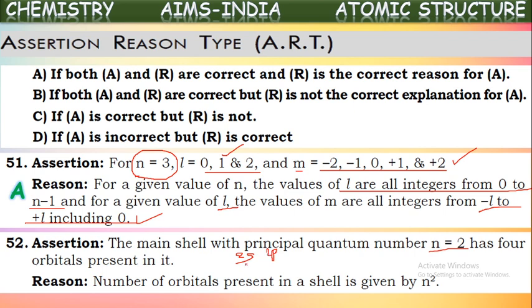Isn't it? In the 2s subshell, only one orbital. What about the 2p subshell? 2p subshell contains three orbitals. What are they called? 2px, 2py, 2pz. Totally three orbitals are there. Now, total number of orbitals in the second shell is 1 plus 3, totally 4. So there are 4 orbitals, it is correct, and the formula given is n square. It is also correct. Both are correct here. So the option is A.